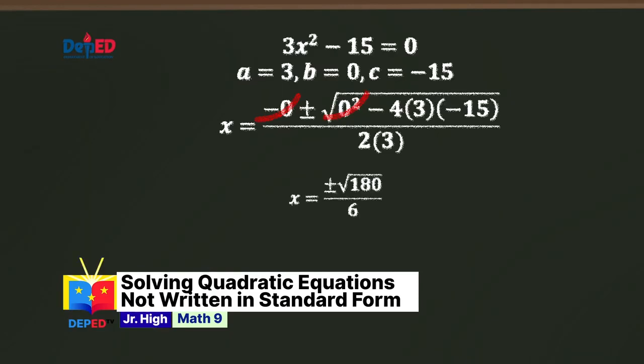180 is not a perfect square, but it has perfect square factors aside from 1, the highest of which is 36. So we can simplify the radical square root of 180 if we express 180 as the product of 36 and 5. We take out the principal root of 36, which is 6, and retain 5 under the radical sign. Hence, square root of 180 can be simplified as 6 square root of 5.